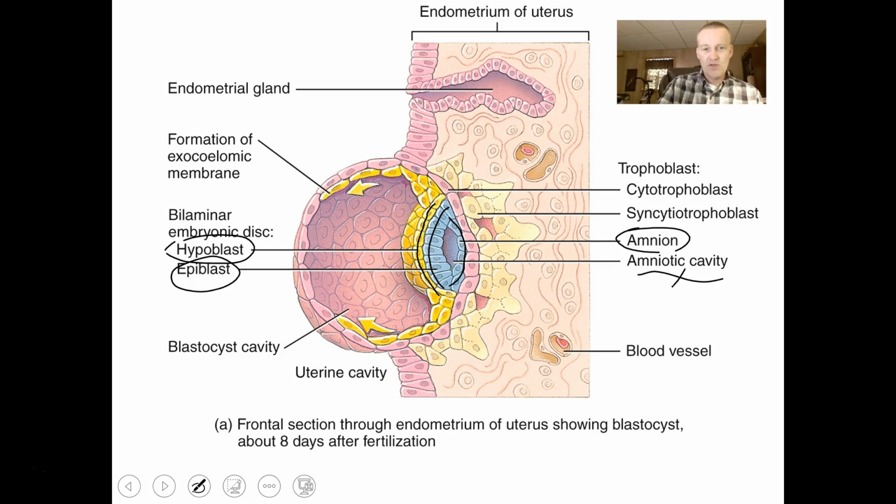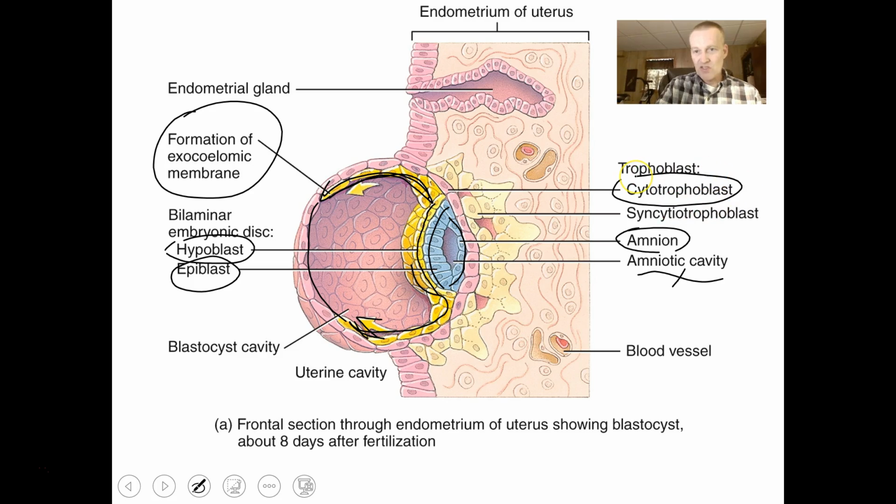So if you look at some of these other structures, you can see that there are membranes that are forming, and you can see cells are migrating and forming a layer of cells all the way around, as you'll see in a little bit. So here we can see the cytotrophoblast, and you can see the syncytiotrophoblast. Okay, so these will be structures that will cover around the whole baby, and structures that are going to be forming or helping to form the placenta.